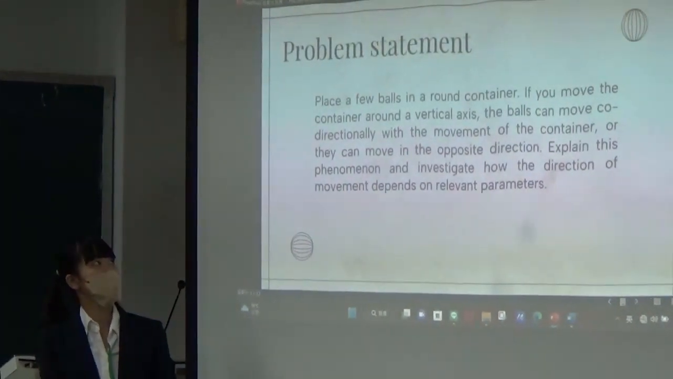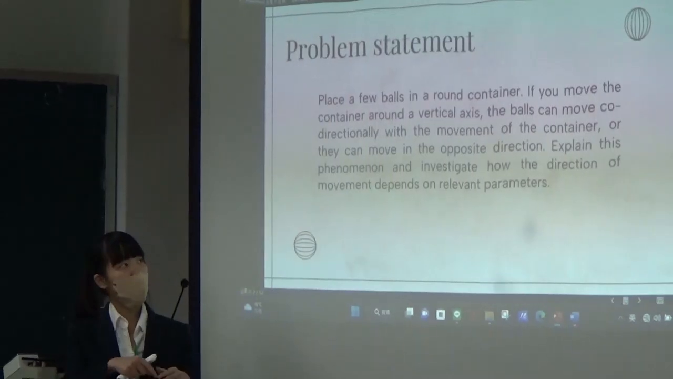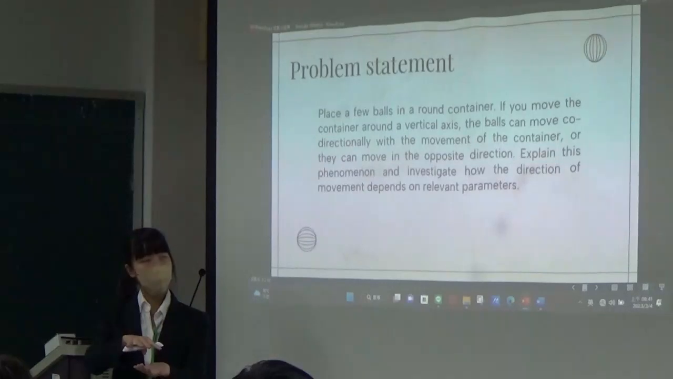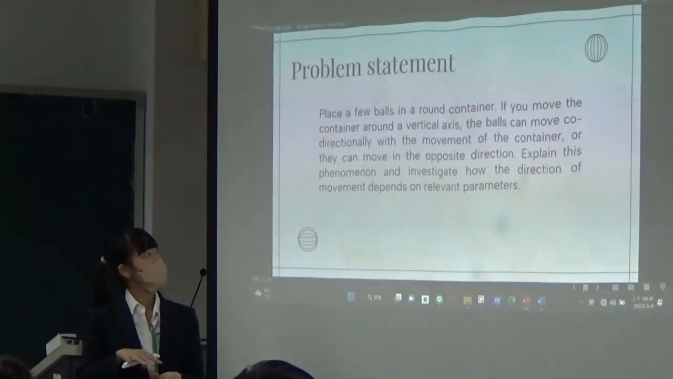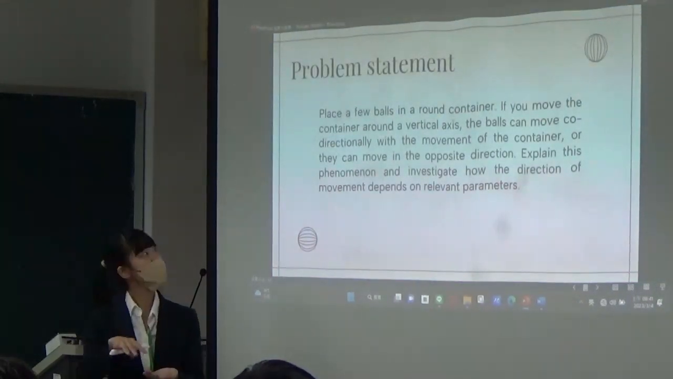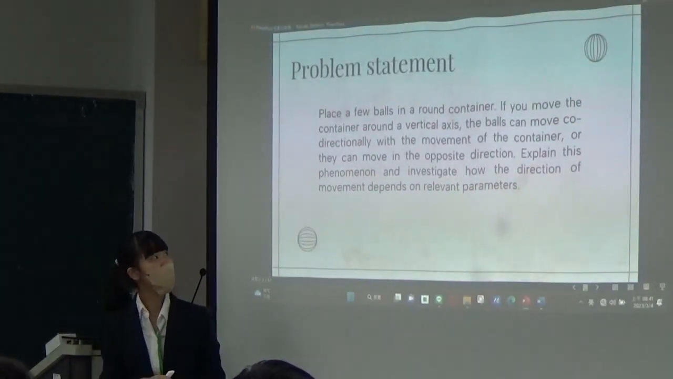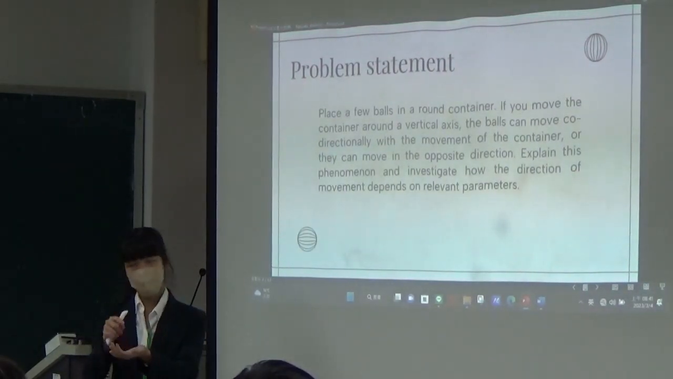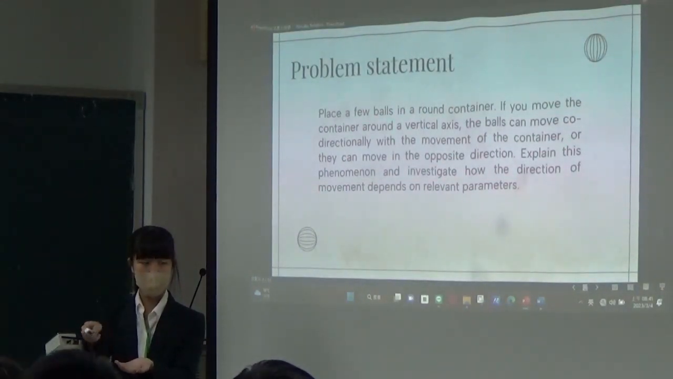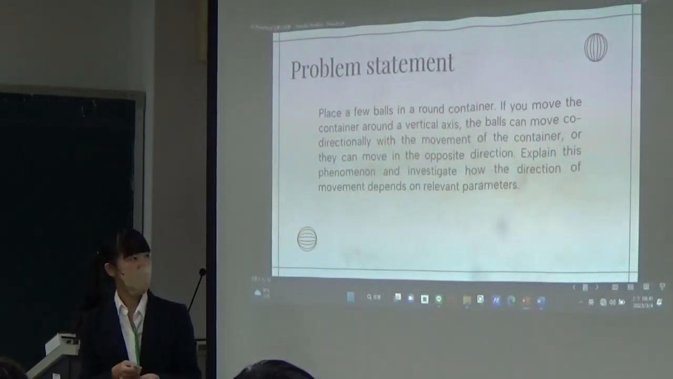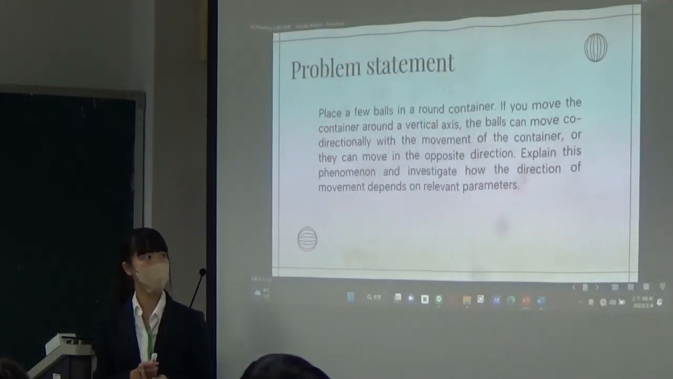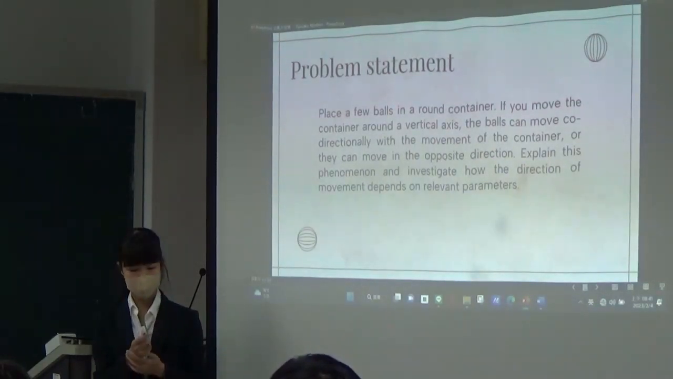In this experiment, we place a few balls in a round container. If you move the container around the vertical axis, the balls can move round with the movement of the container, and they can move in the opposite direction. If you put a lot of balls in the container, they may move to the opposite side. I'm going to explain this phenomenon and investigate how the direction of movement depends on relevant parameters.